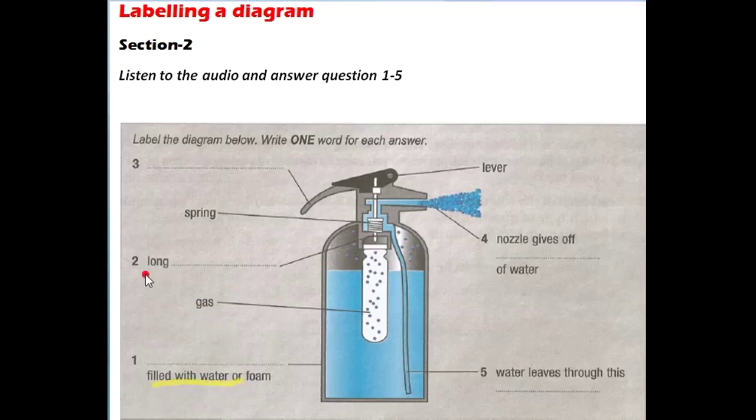Here you don't have to answer. Number two is "long what". So this part is known as what? That is your question. You have to name this particular part. This is "nozzle gives dash of water". So perhaps the nozzle comes at this part and water leaks through this. So what is this part known as? These are the parts that you have to name.